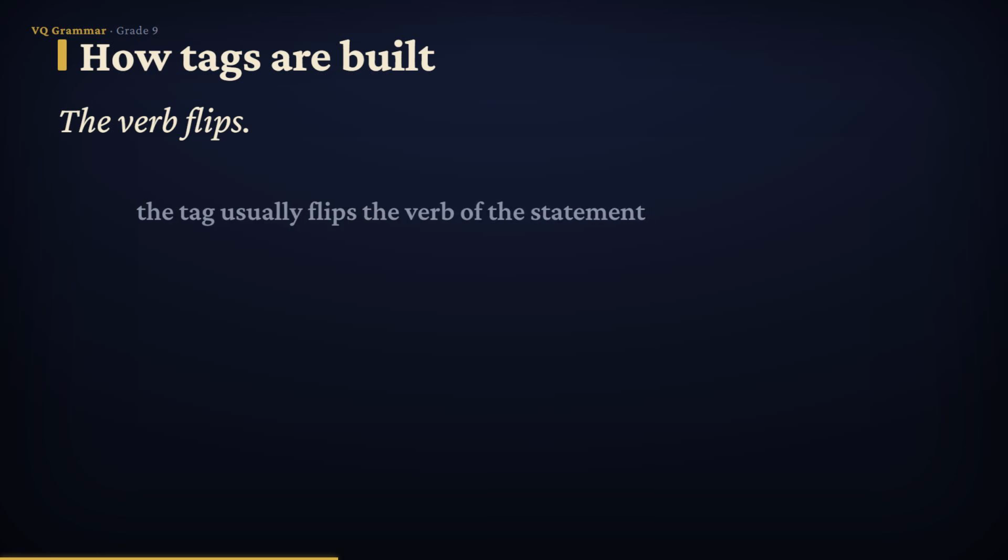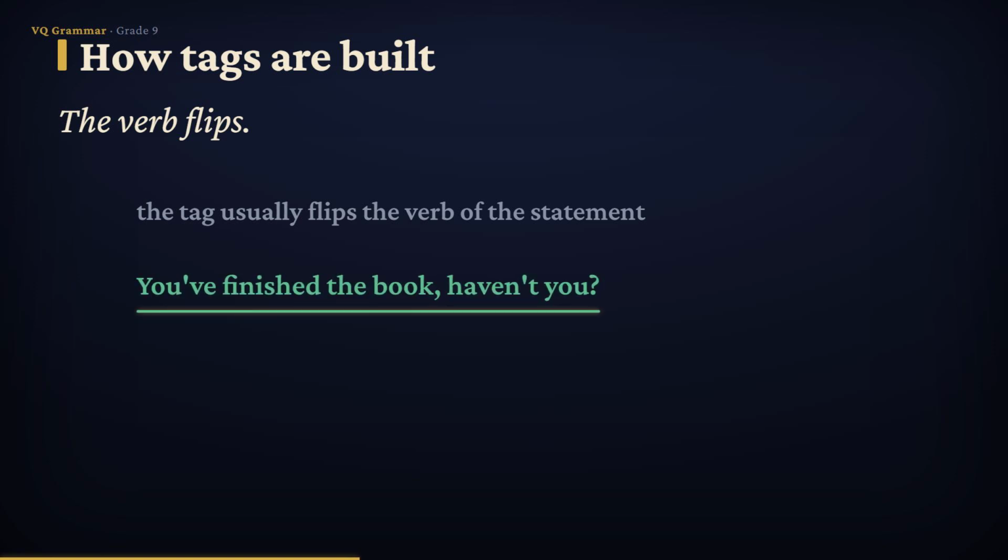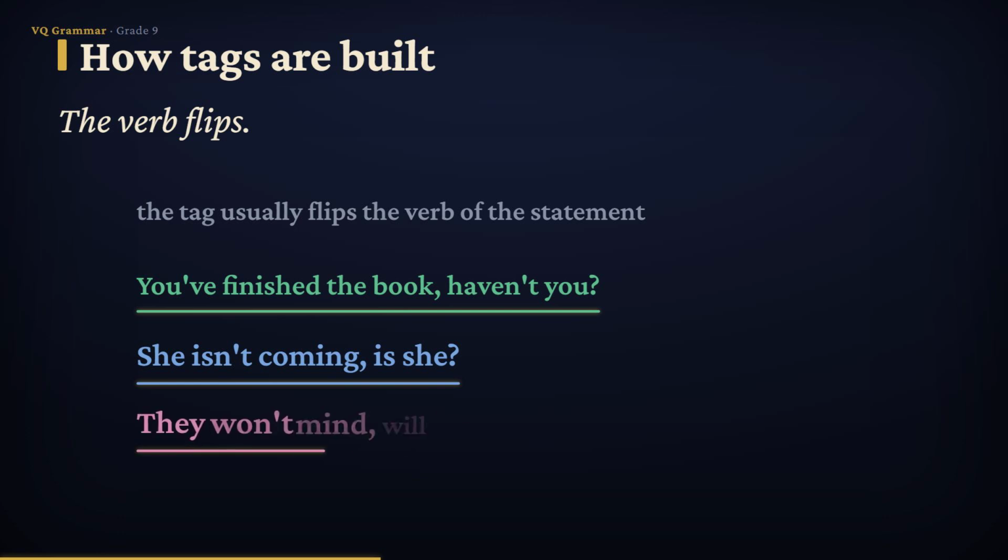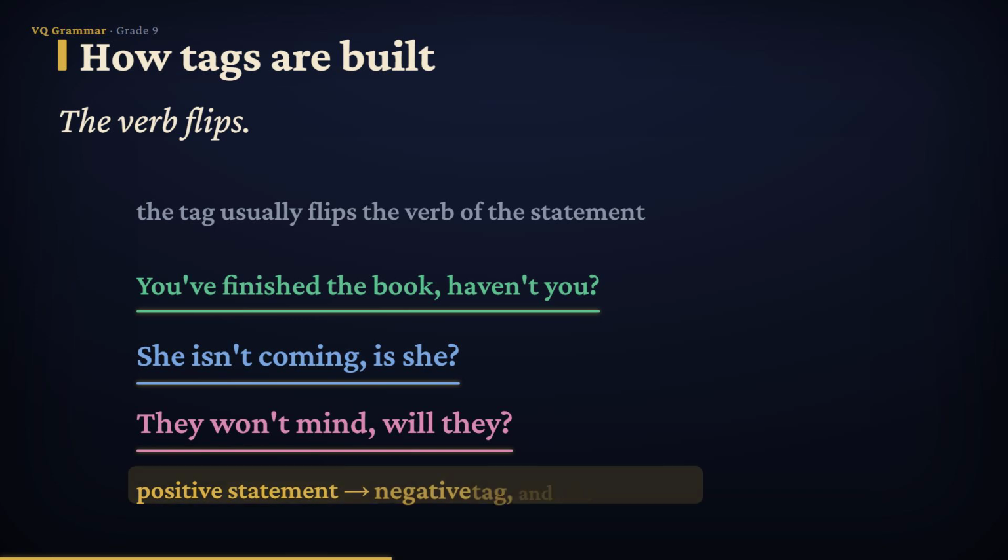The tag usually flips the verb of the statement. If the statement is positive, the tag turns negative. You finished the book, haven't you? If the statement is negative, the tag turns positive. She isn't coming, is she? One more. They won't mind, will they? Notice the seesaw. A positive statement takes a negative tag, and a negative statement takes a positive one. And every single time, a comma marks the seam.